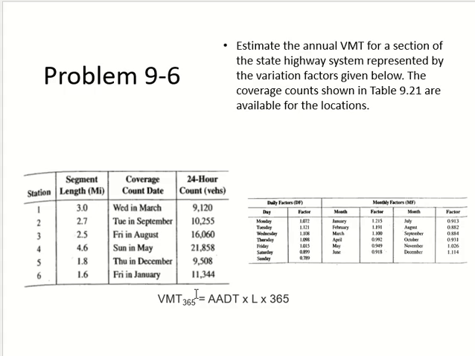Okay, another example. Now we have six locations. On every location you can see the count is for one day. In the table on the right-hand side, or the left-hand side, you can see six locations. Every location has a count of one day. When that day was is mentioned, and in which month is mentioned. For these days and months, the adjustment factors are right here. So what we need to calculate is the AADT for each one of them.